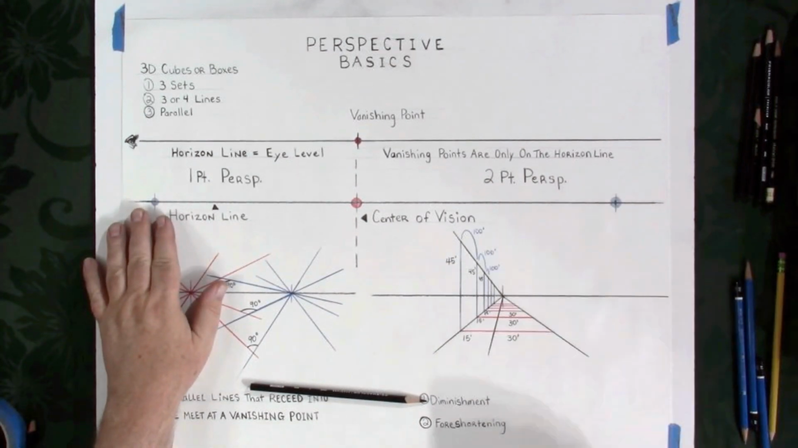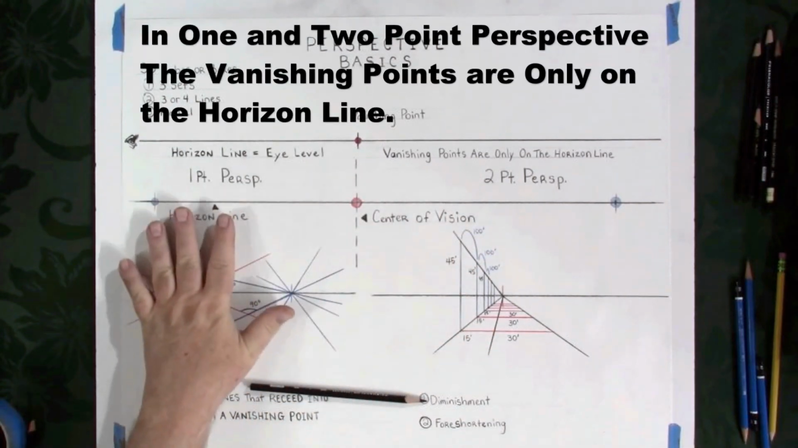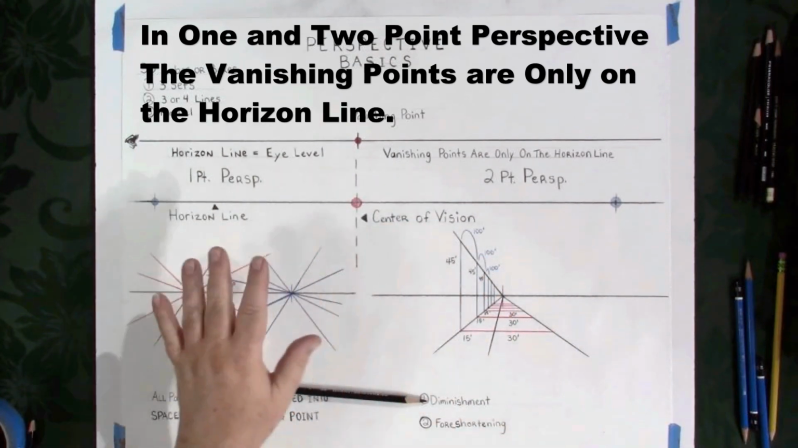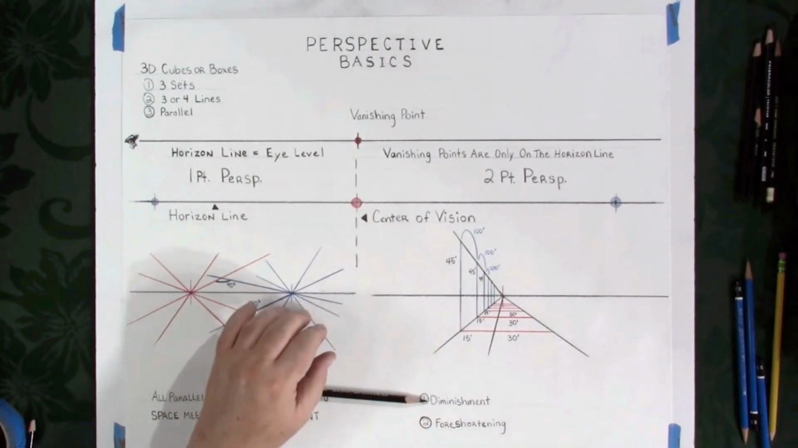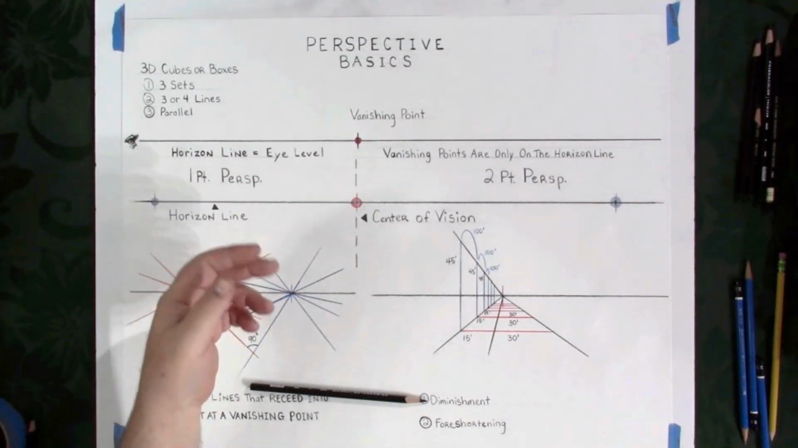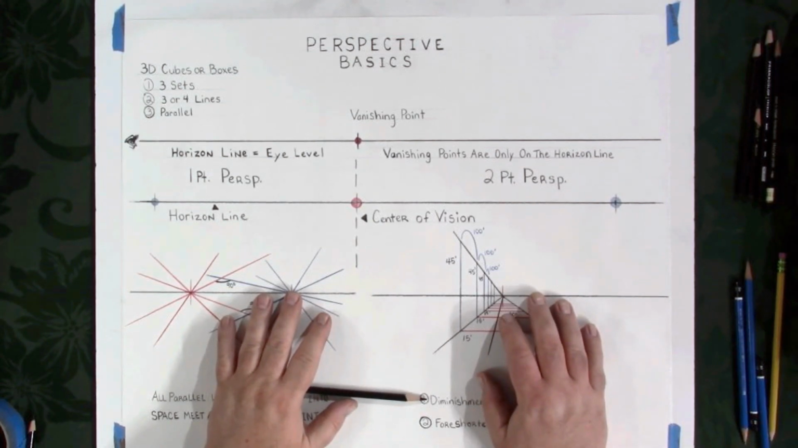Again, vanishing points are only on the horizon line for 1 and 2-point perspective. Only on the horizon line. We'll never have vanishing points off that horizon line until you get to other types of perspective, 3-point, 4-point, 5-point, that sort of thing. But we're going to keep it very simple in this class.